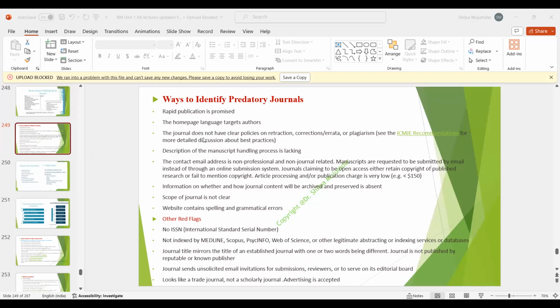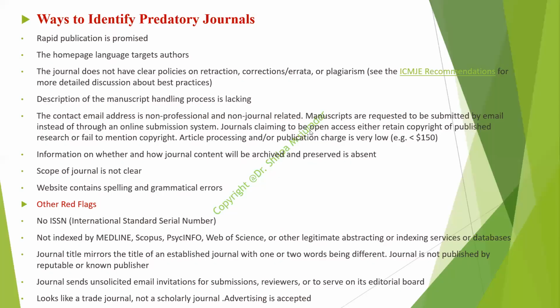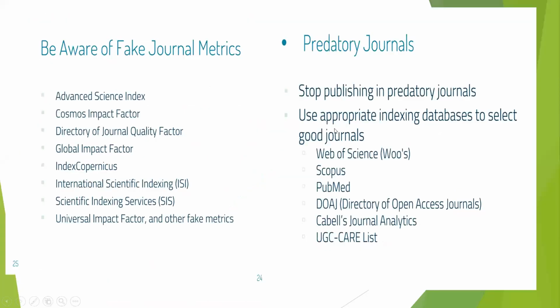So, this is the point where we were at in the last lecture. What are the ways to identify predatory journals? We have seen all these ways, or some indications, of which journals are predatory and how you have to go for them. So whenever you find such a journal, you are not going to submit any of your research to these particular journals. So the next part is to be aware of fake journals and predatory journals.